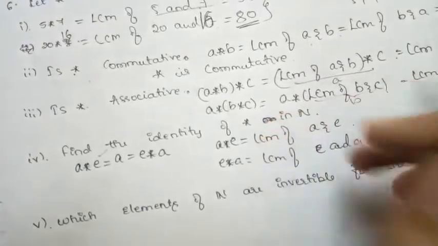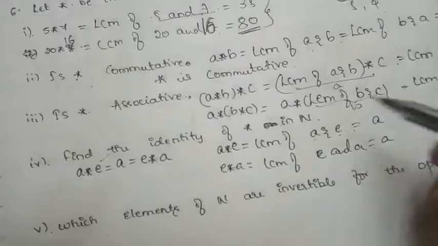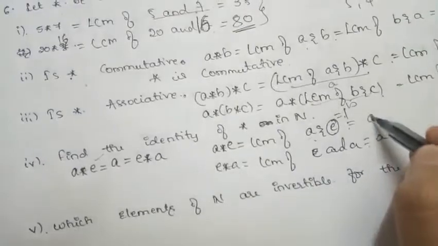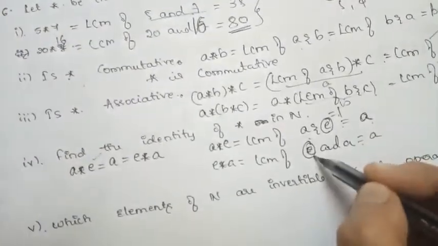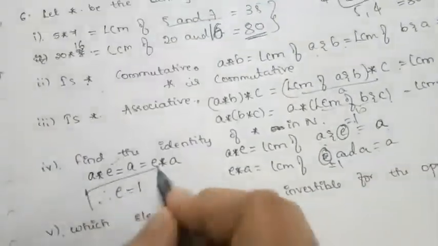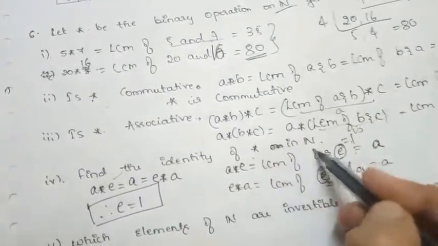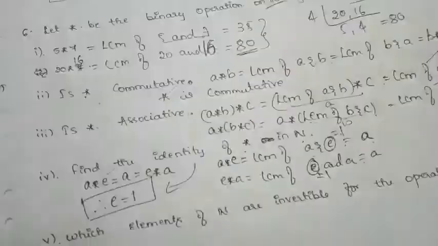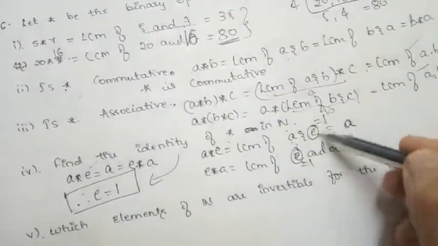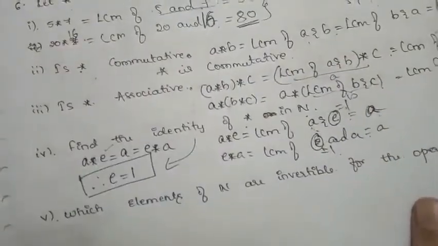So the LCM of these two numbers should give the value A itself. When E is equal to 1, the LCM of A and 1 is A itself. So the identity here is 1 for the defined binary operation. So the identity element of star in the set of natural numbers is 1, because the LCM of any number with 1 gives that same number back. So the identity element is 1.